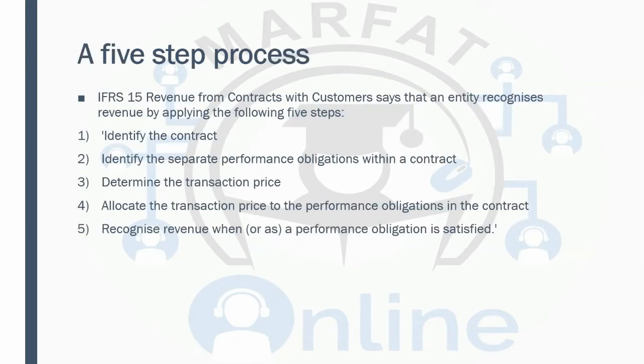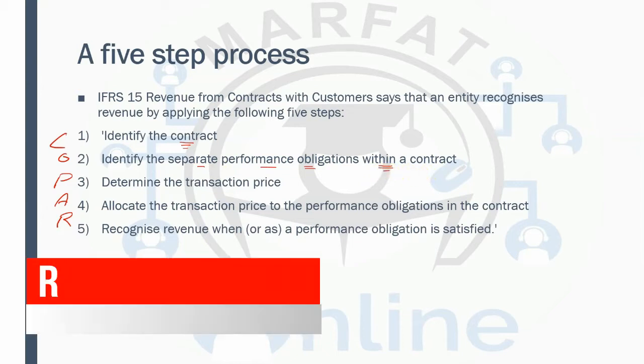So the 5-step model is COPAR. C stands for contract: there should be a contract between two parties. And when you talk about a contract, that means there should be a legally binding agreement between two parties. The second step that you need to understand is identifying separate performance obligations within a contract. Now this is a concept that is usually tested in the final account adjustment or in the objective test question as well.